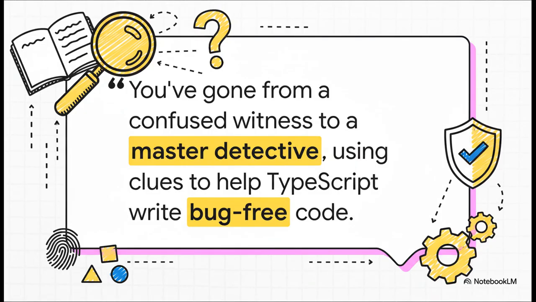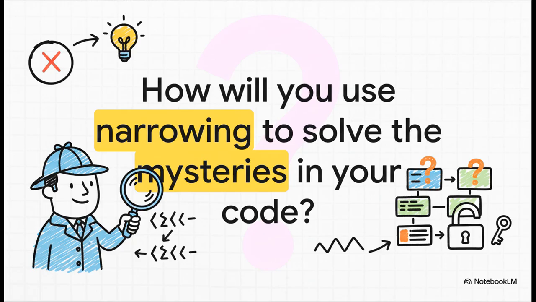And that's really the journey, isn't it? We started out feeling like TypeScript was accusing us of a crime we didn't commit. But by understanding narrowing, we've learned how to work with the type system, giving it clues and structuring our data so it can help us build these truly airtight, bug-free applications. So the next time you see one of those errors, don't see it as a roadblock. See it as your partner, the detective, asking you for one more clue. The only question is, what mysteries are waiting in your code base for you to solve?